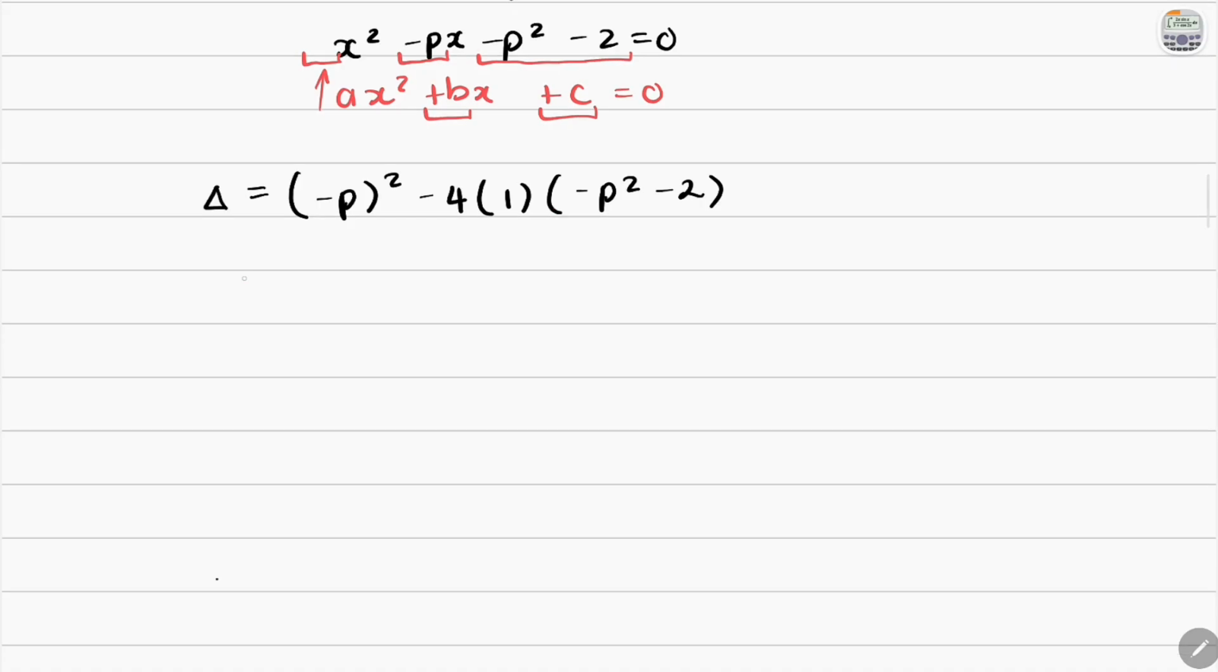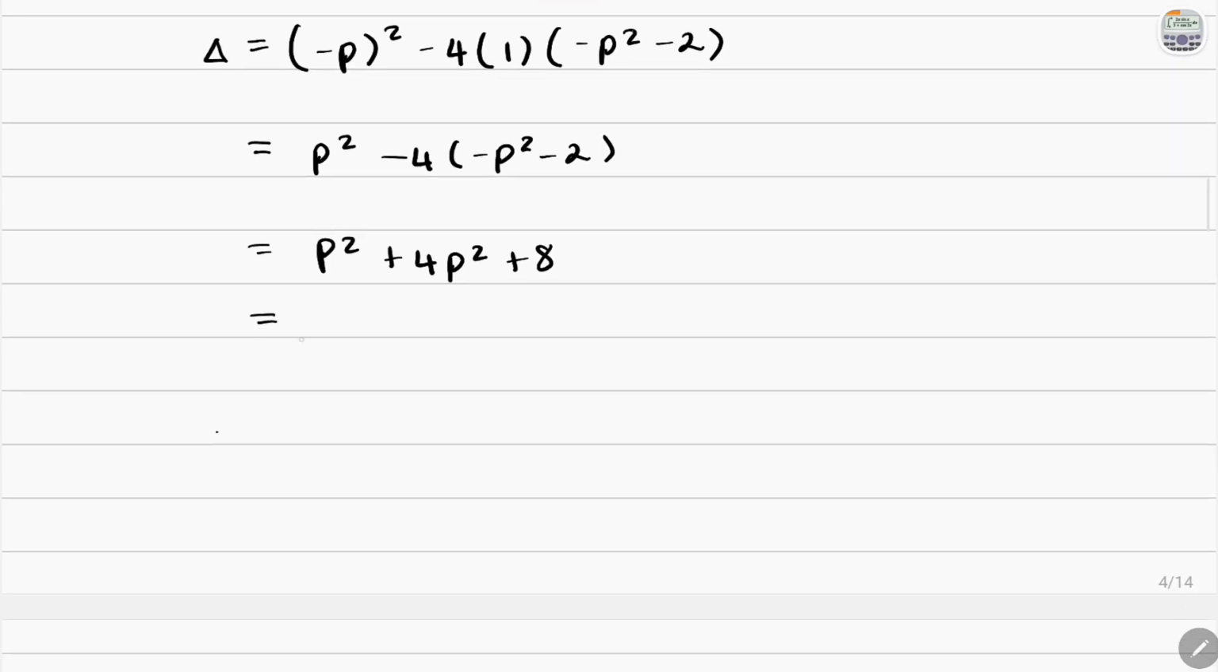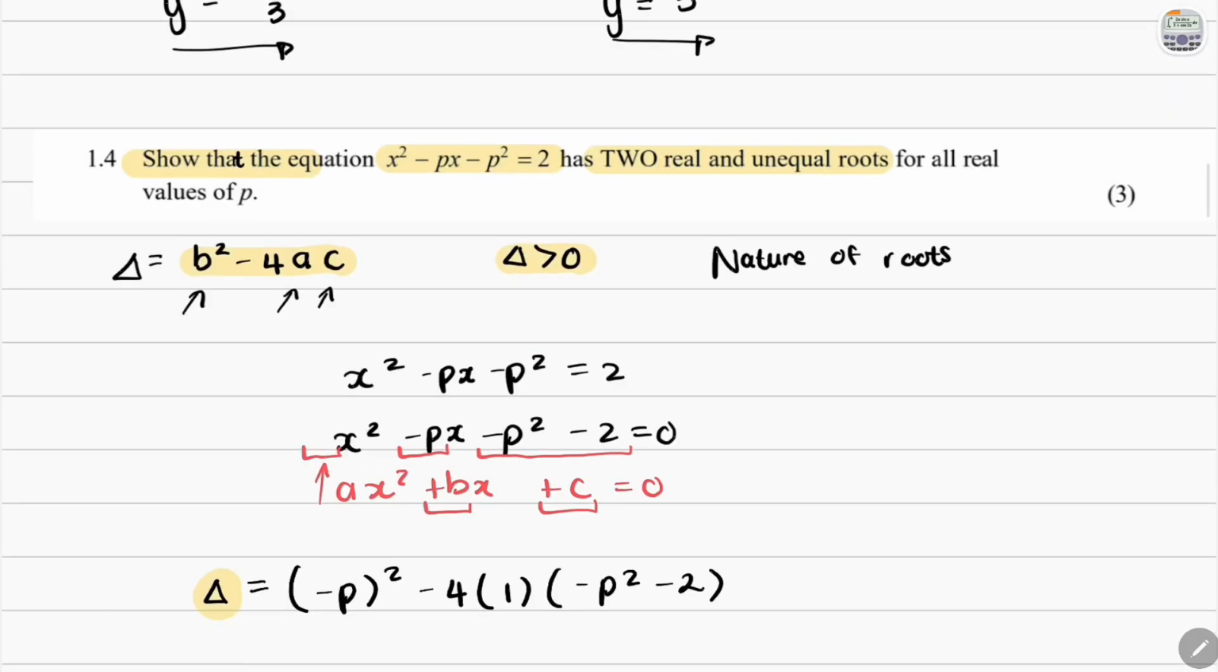Okay, so let's see. We'll say this is equal to, that becomes positive p squared. I'll just go ahead and rewrite it first. Okay, negative p squared minus 2. So this is equal to p squared. And if you distribute in here, we get positive 4p squared and then positive 8. And simplify, we have 5p squared plus 8. So what are we doing with this? We are trying to show them that this discriminant that we just found is always going to be positive, okay?